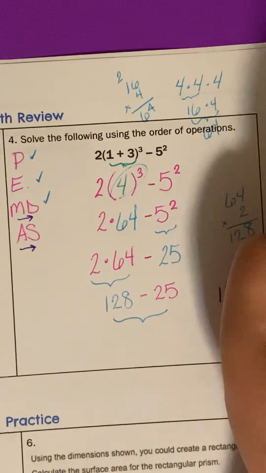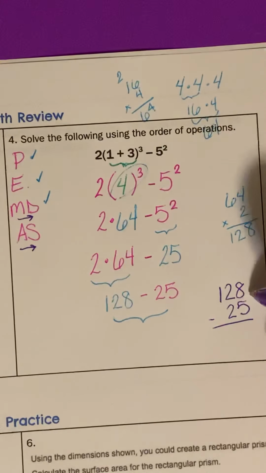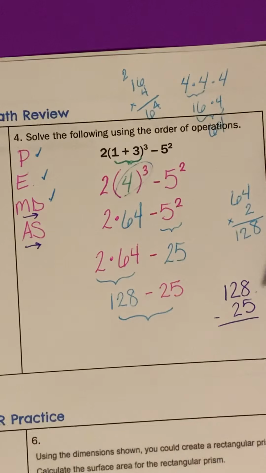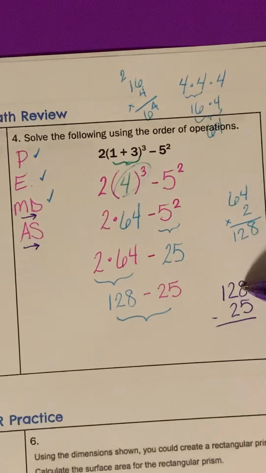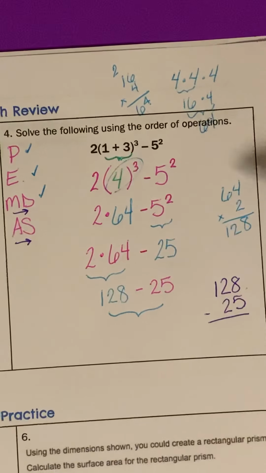128 minus 25. Now, in this case, yes, you can line up the decimal. You can think of it as 0.0. Or make sure you line them up so the 8 is in the ones place. Same with the 5. So the ones need to be lined up, the tens need to be lined up, the hundreds need to be lined up. So make sure you're lining everything up.